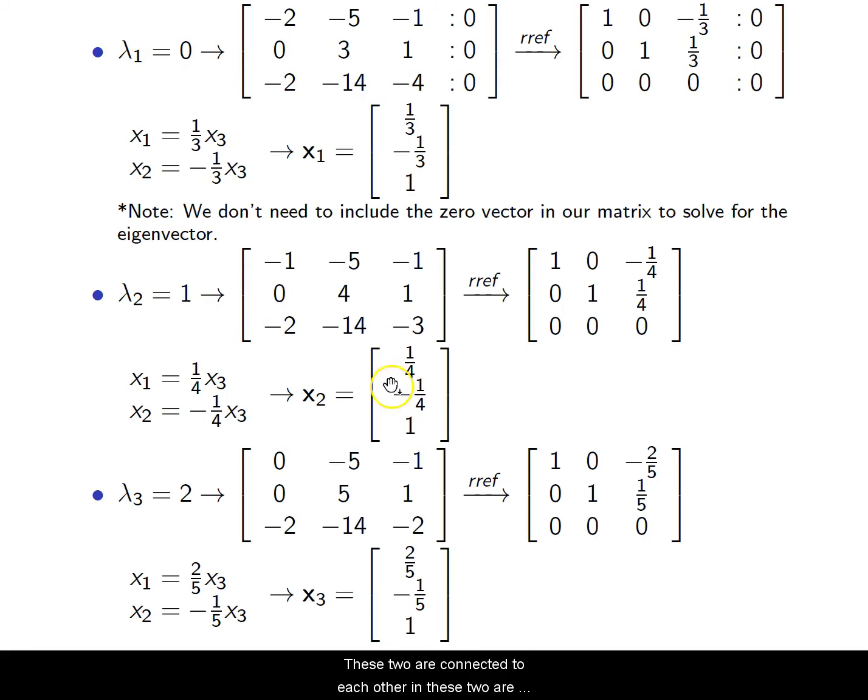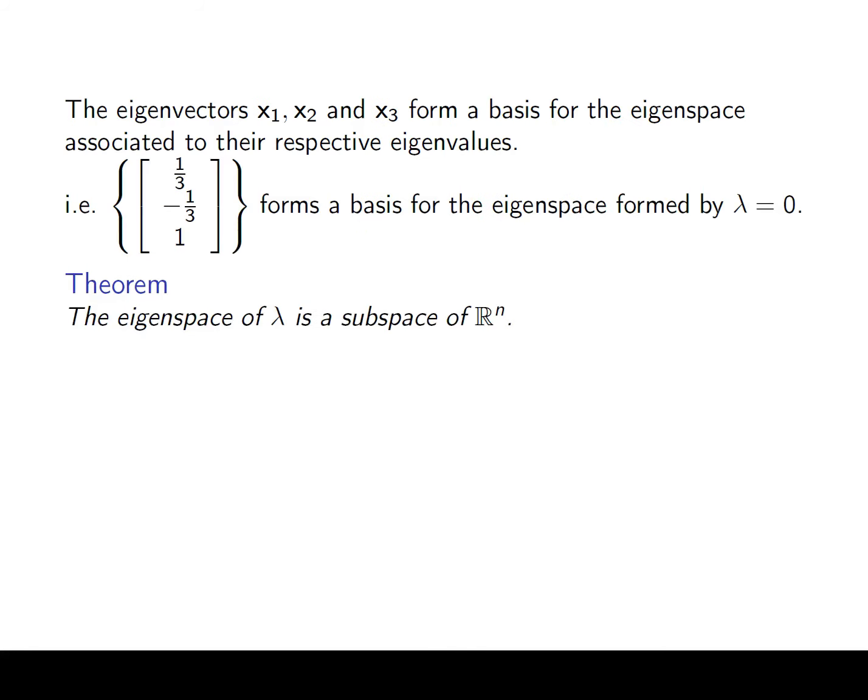All right, so again, one more time, these things are connected to each other. These two are connected to each other, and these two are connected to each other. So there's three different eigenspaces. Each eigenspace is determined by its eigenvalue, right? I hope that makes sense. You can replay that video and listen to that if you need to. So, theorem: the eigenspace of lambda is a subspace of Rn.